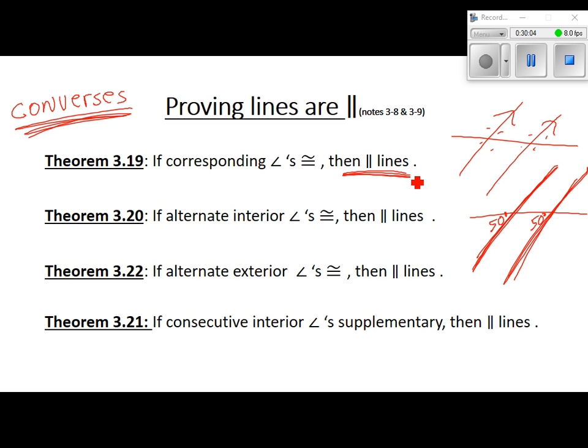Which in the real world would be more useful? If you're out doing something that actually deals with where you need parallel lines, are you going to know that the lines are parallel? Probably not. These are probably more useful than the other ones. Because more times out in the real world, are you going to want to know that the lines are parallel, or show that the lines are parallel and use that fact?